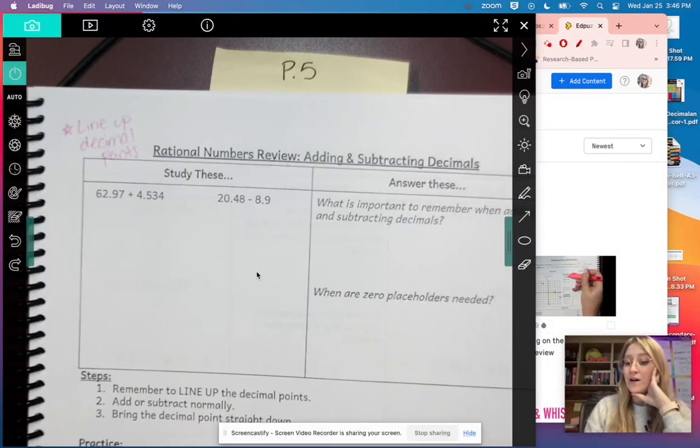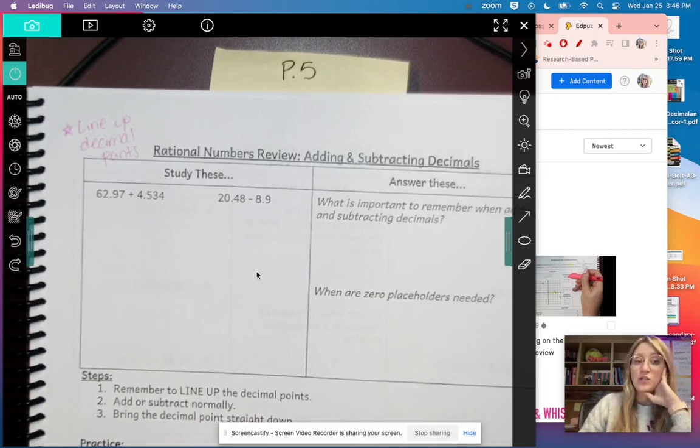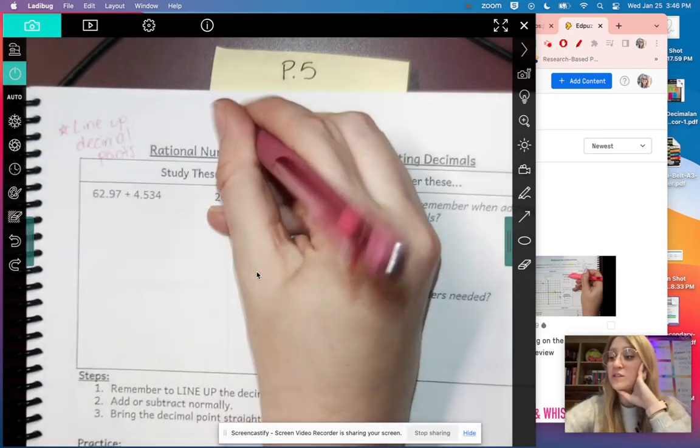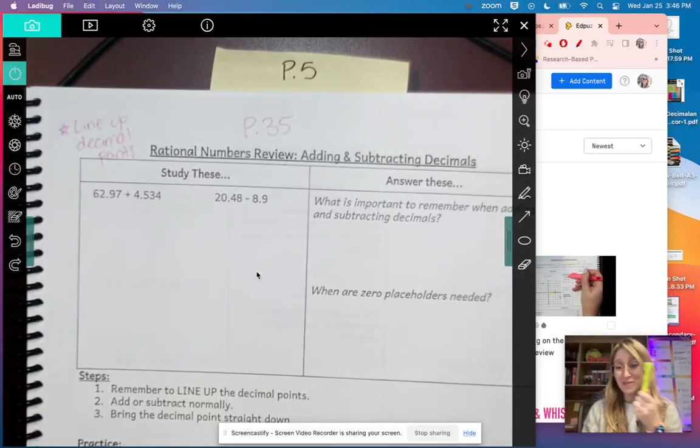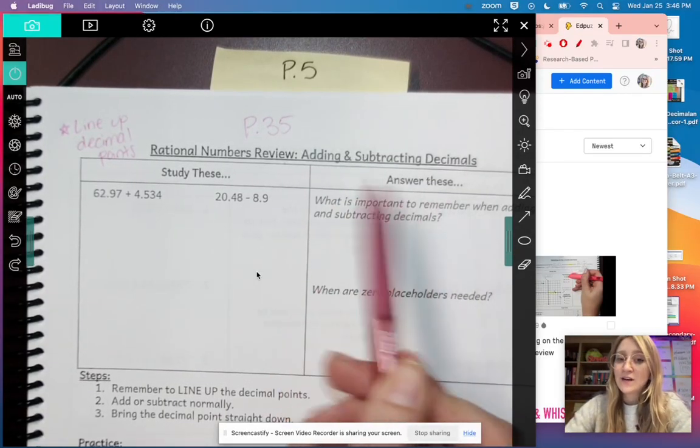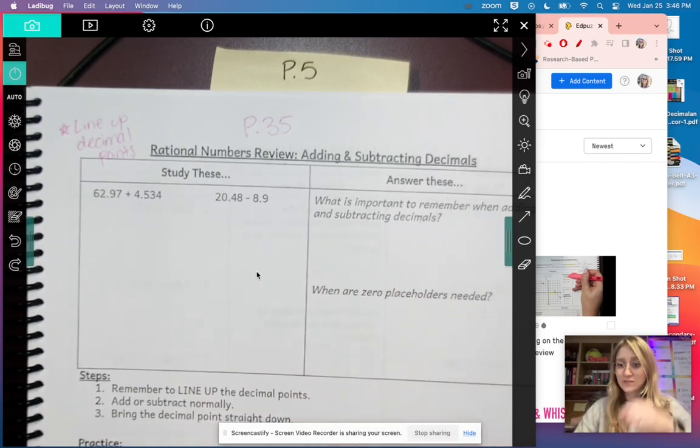Okay, so we are going to do a very short review lesson today. This is page 35. Please make sure that you have out some type of writing implement and maybe a highlighter. What we're looking at today is a reminder of how to add and subtract positive and negative numbers.